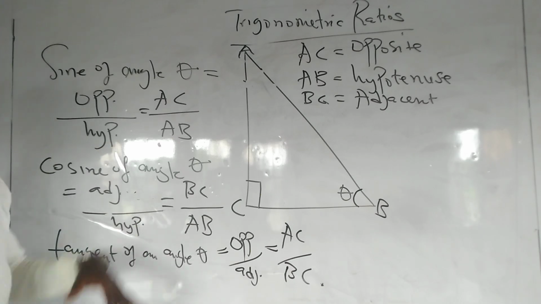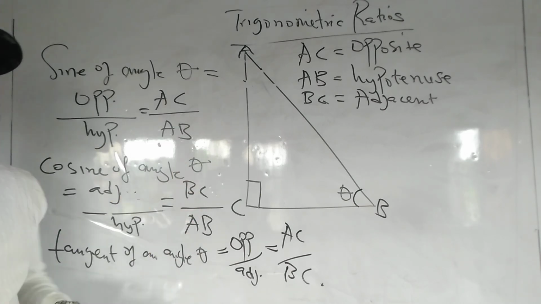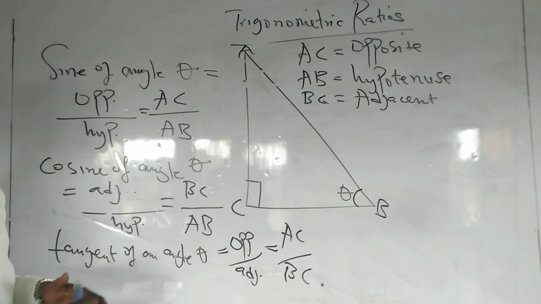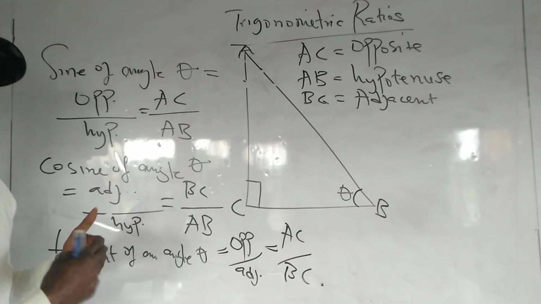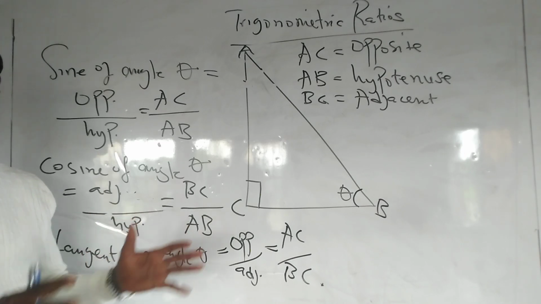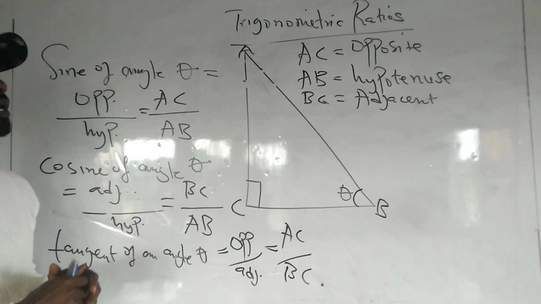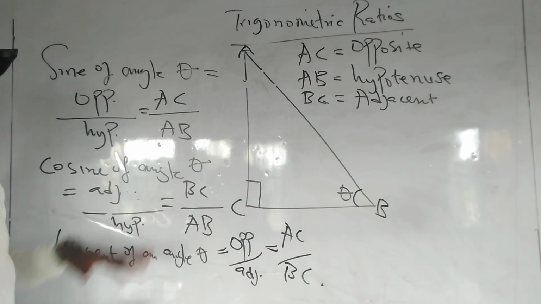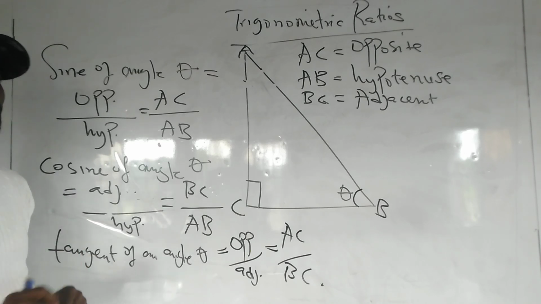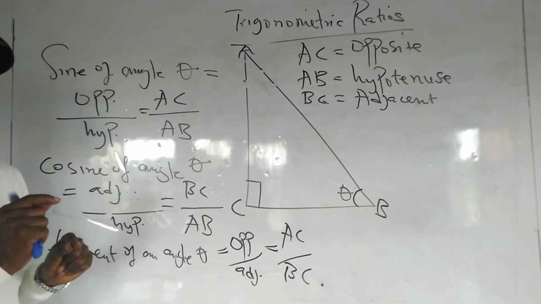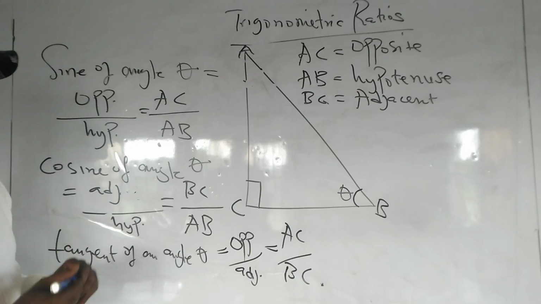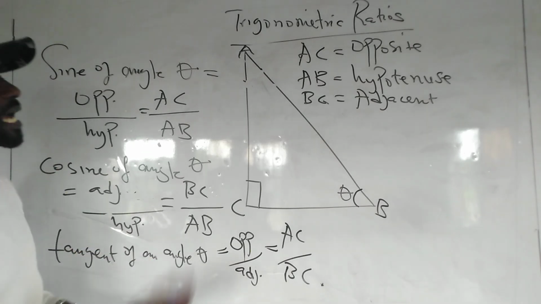Now, there are a lot of properties of this right angle triangle which we need to take into consideration so that if a question comes, we can easily solve it comfortably. Now, we are done with this. We want to introduce what we call reciprocal ratios. Now, look at the board.